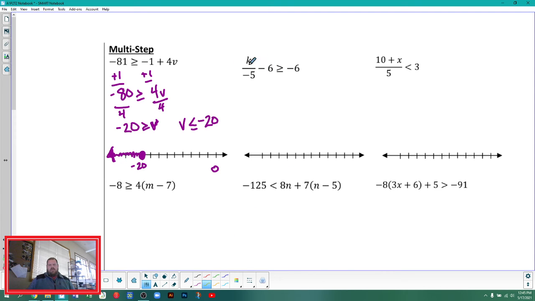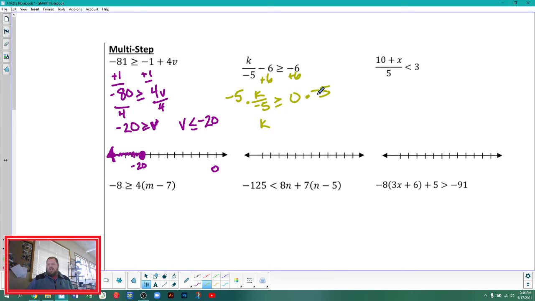Next one here, we've got k divided by negative 5 minus 6 equals negative 6. Let's go ahead and add 6 to both sides. And I'll have k divided by negative 5 greater than or equal to, that's going to be 0. Okay. And then I want to multiply by negative 5. Whoa. Multiply by negative 5. That means I need to flip the inequality.